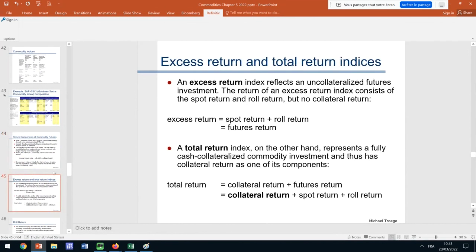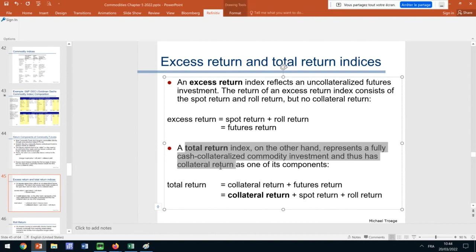Sometimes you have two types of return indexes. The one I focus on, and the one we will focus on in the commodities, is the Goldman Sachs Commodity Index. They have their total return index, which is collateral return, spot return, and roll return.